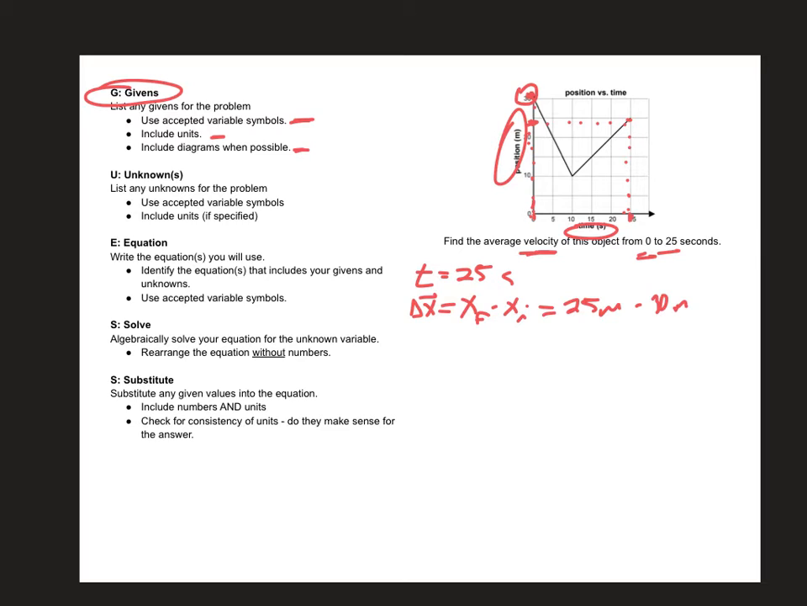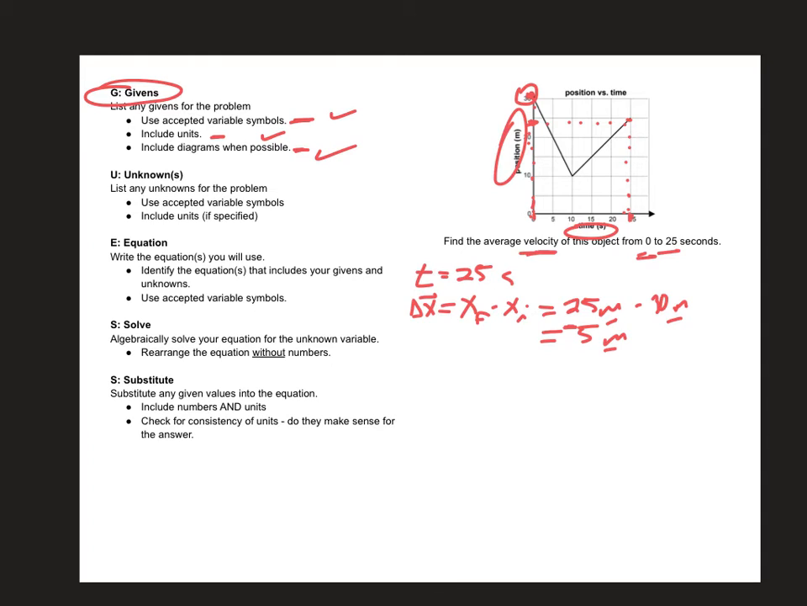Well, at 0 time, it was at 30 meters. So to find the displacement, I take the final position minus the initial position, and that comes out to -5 meters. 25 minus 30, that's a negative, which tells me it's going in the negative direction. A couple things I want you to notice here: I used the accepted symbols, t for time, delta x for displacement, x for position. I included my units of meters, just like this says.